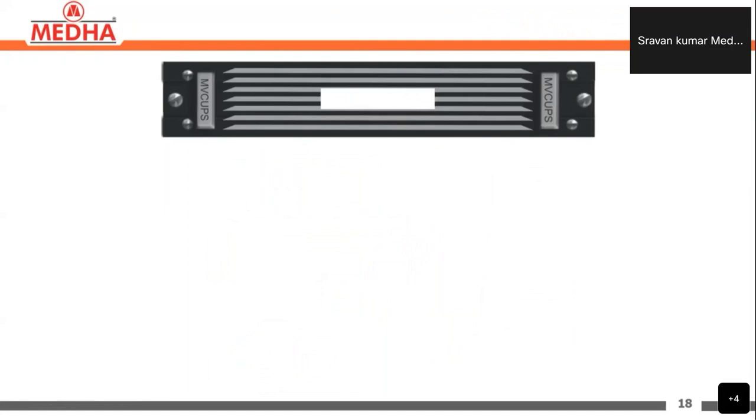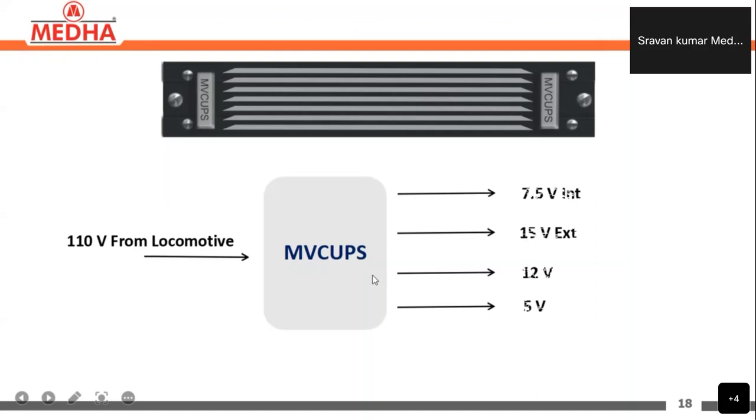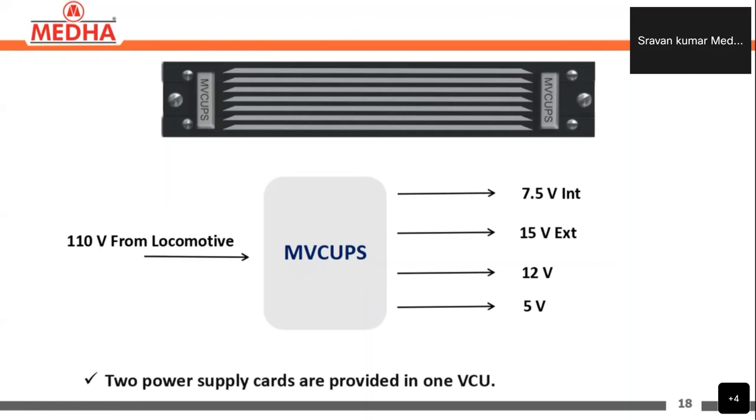So next we will be seeing each and every card. The first one is the MVCUPS, the power supply card. The function of the power supply card is to take 110 volts from the LOCO battery, and then SMPS operation is done in the power supply card, and regulated outputs are given. The regulated outputs are 7.5 volts, 15 volts, 12 volts, and 5 volts. These regulated outputs are the working voltages of the other cards in the vehicle control unit.